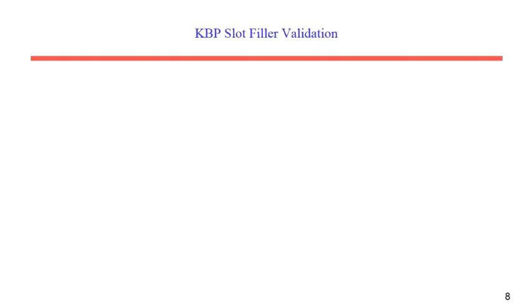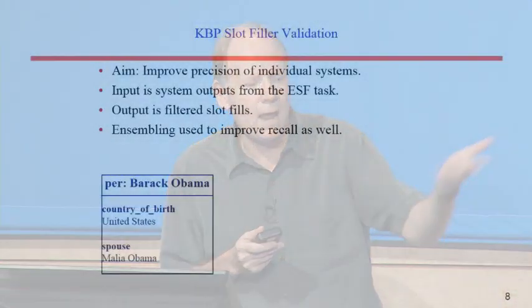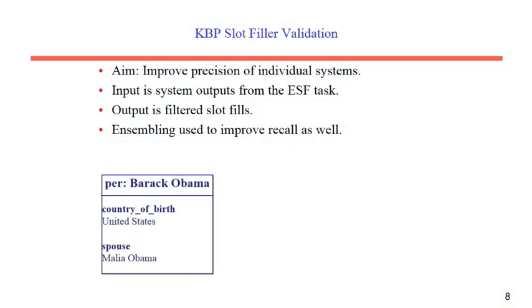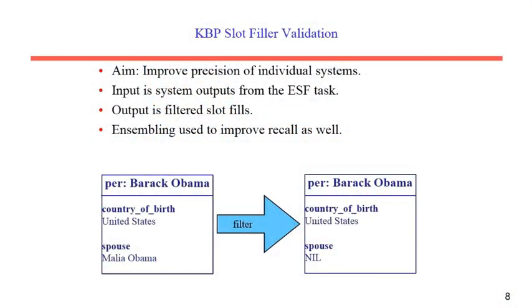There's another subtrack within KBP related to slot filling called slot filler validation. The aim there is you're given the output of individual systems that somebody else has built, but your task is to improve them by editing their output. Initially, this was just meant to take an individual system and improve its precision. Say a previous system made a mistake, like it thought that Malia was Barack's spouse rather than his daughter, and then maybe the system learns to filter that out.